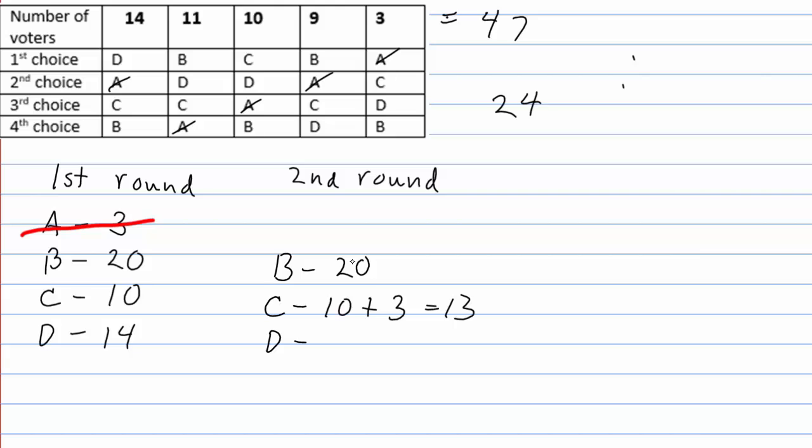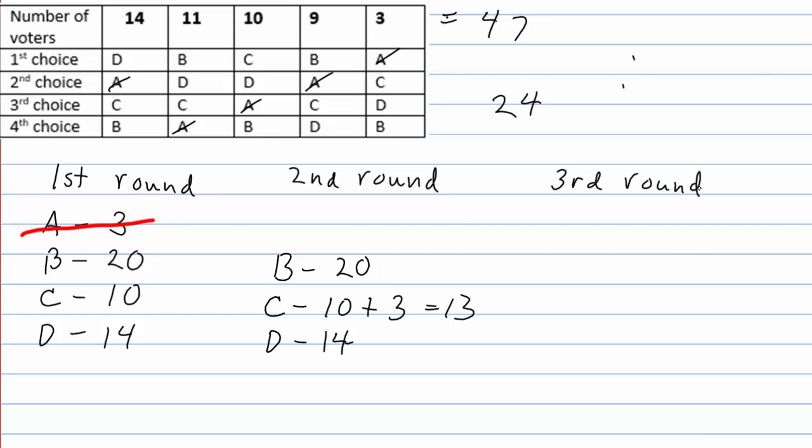B hasn't received any other votes because the only thing that happened was A got eliminated. So those 3 individuals that listed A as their first choice are now transmitting all their votes to C, and that's it. Nobody else is picking up any additional votes. So B still has 20 votes, and D still has 14. Okay, so now we look and say, does anybody have a majority? Does anybody have 24 votes or higher? No, they don't. So we go on to the 3rd round.